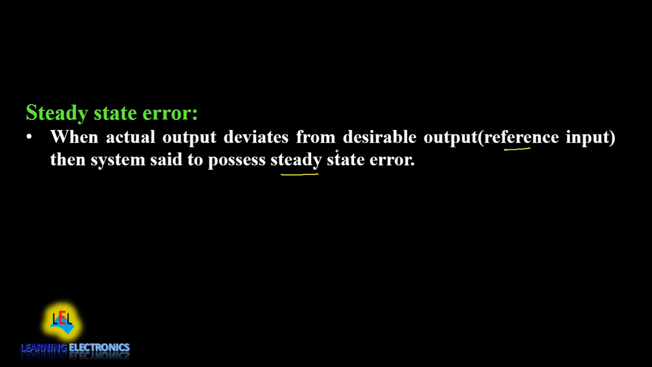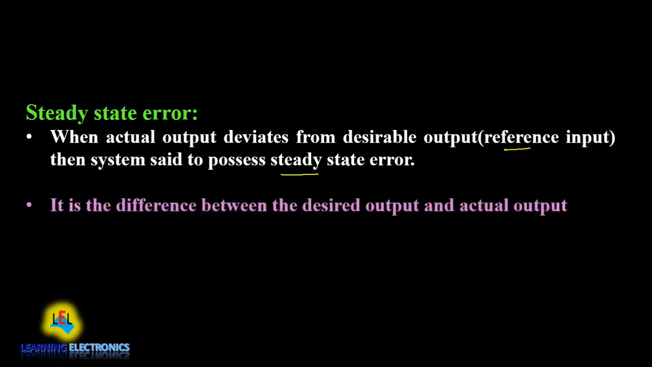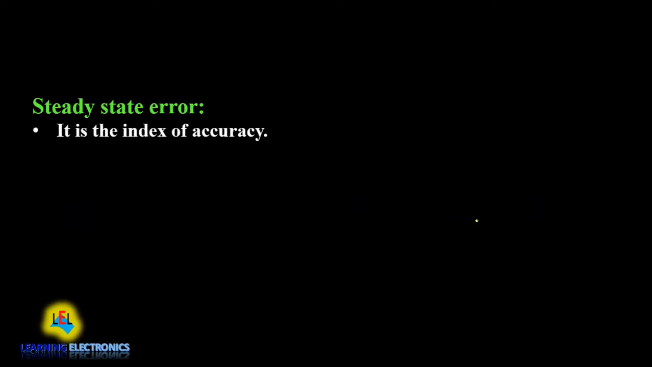The steady state error will be generated only when the actual output deviates from the desirable output. In simple terms, we can define it as the difference between the desired output and the actual output. It is the index of accuracy, meaning the steady state error indicates how accurate the system is.